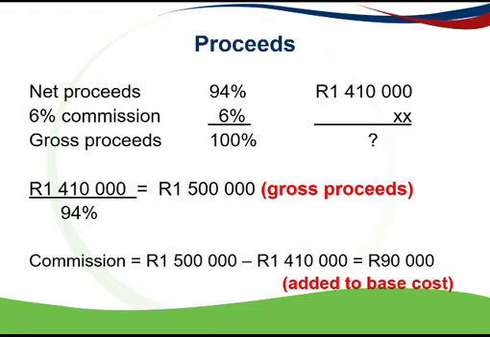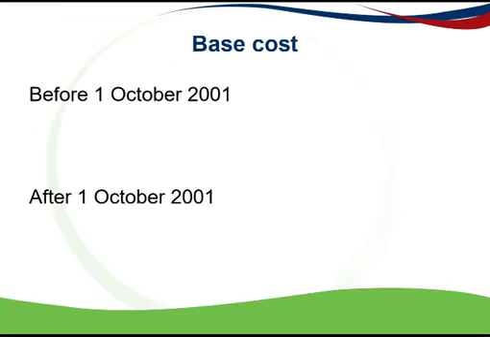So let's have a look at how we would calculate the base cost. Now the base cost depends on when the asset was purchased. If it was purchased before the 1st of October 2001, when capital gains tax came into being, or if it was purchased after the 1st of October 2001. So you always need to look at the date the asset was purchased.